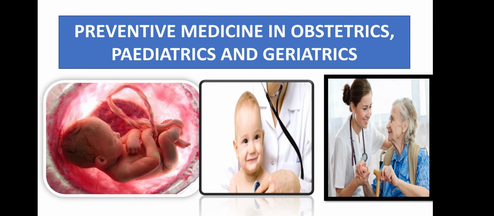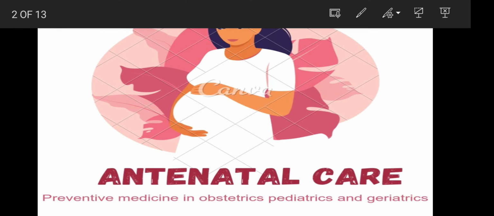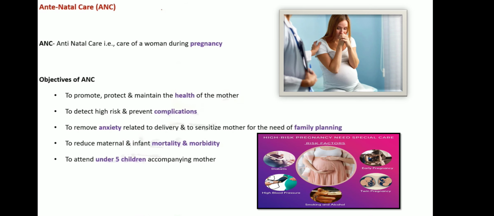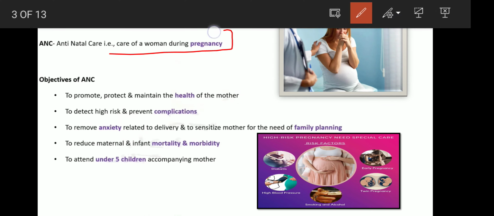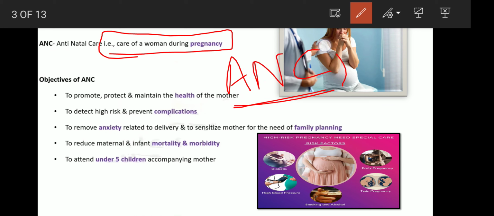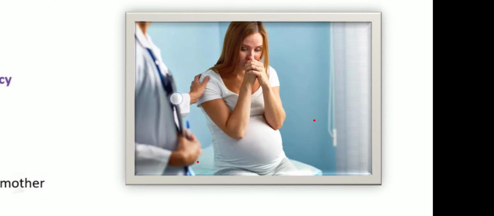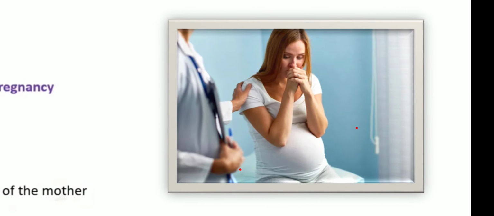Welcome back. In the chapter of preventive medicine and obstetrics, pediatrics, and geriatrics, in today's session we will be discussing antenatal care. The definition of antenatal care: antenatal care is the care of the woman during pregnancy. It is the care provided by the healthcare professional to pregnant women or pregnant adults and girls in order to ensure the best health condition.